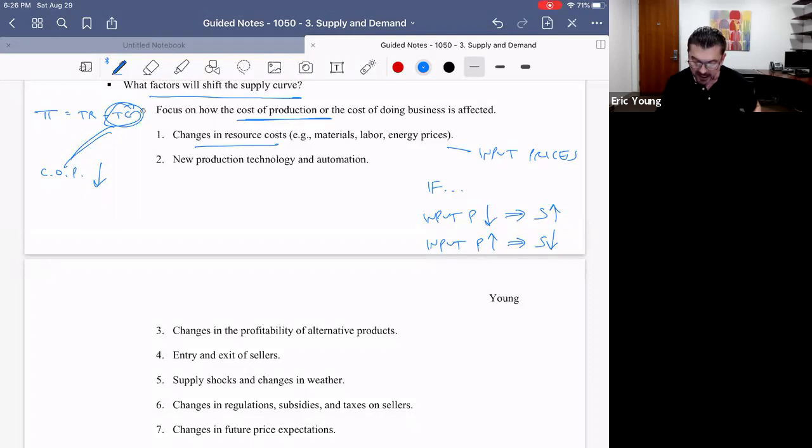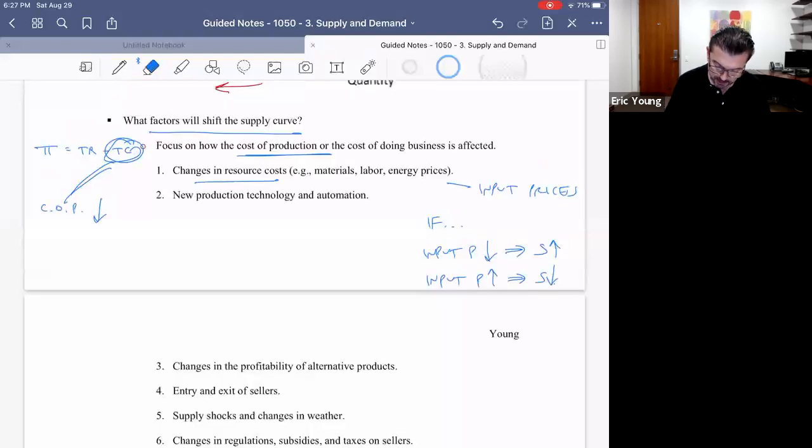If, on the other hand, your input prices rise, maybe you have an energy price spike, maybe you have workers unionizing and they're arguing for higher wages, maybe Congress passes a minimum wage law, which raises your labor rates. All of those input prices going up will reduce profits, thereby reducing the incentive to produce, thereby driving supply down, okay? So our first factor is going to be a change in input prices.